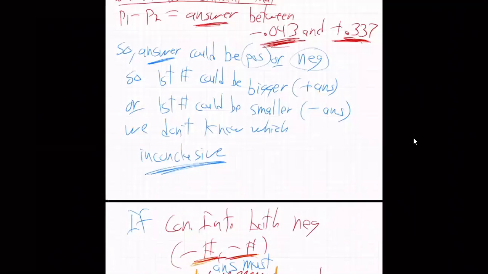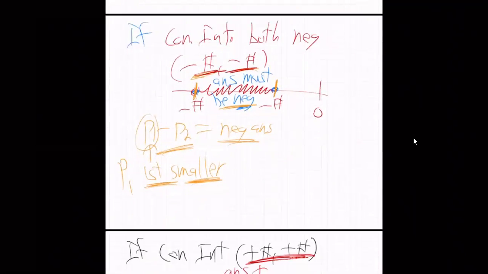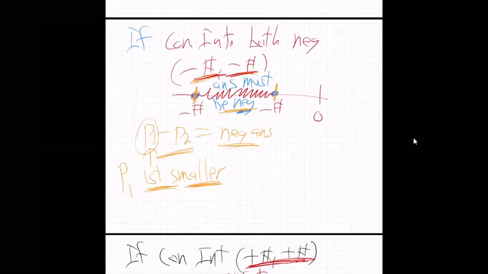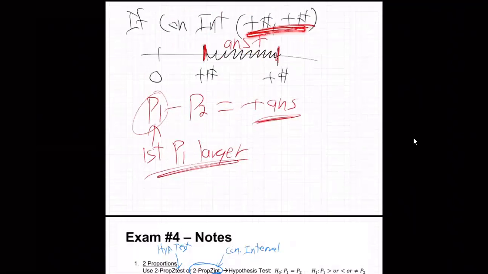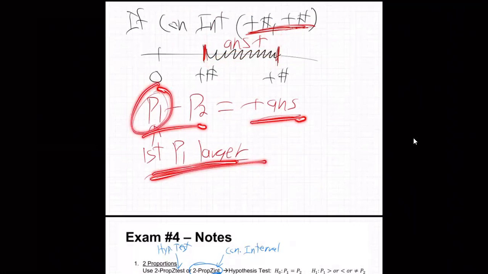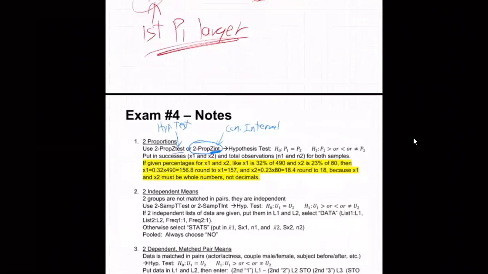So that's inconclusive. Whereas if both ends of your interval are negative, then you're 95% sure the real answer is between those two. It must be negative. How do you subtract 2 things and get negative? The first number must be smaller. And then the third case, both positive, then you're 95% sure the answer is between 2 positive numbers, so it's positive. How do you subtract 2 things and get positive? The first number must be larger. So those are the 3 cases.